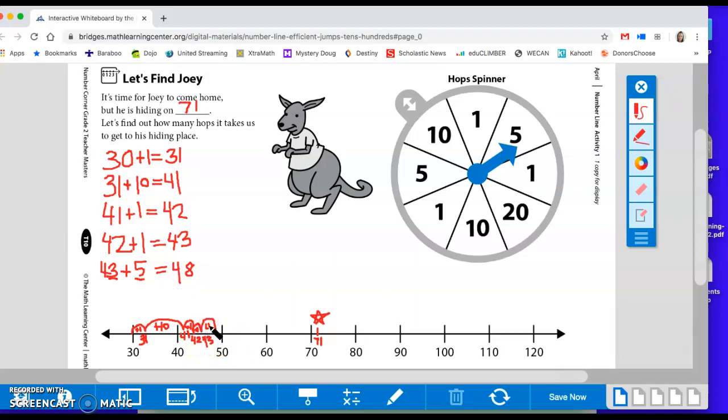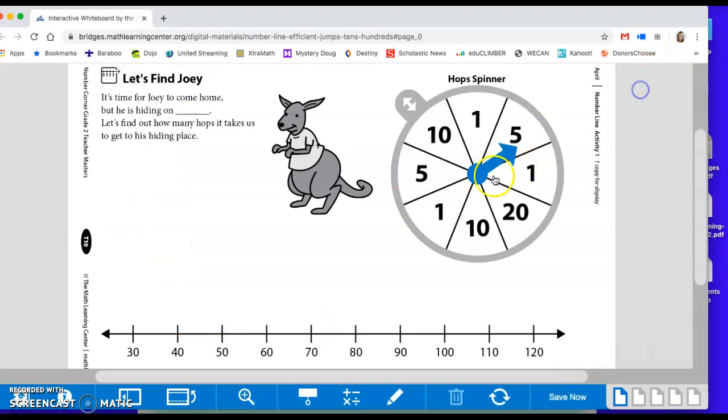We're coming for you, Joey. Oh, I should do plus 5 there. I'm afraid if I erase, I'll erase everything. Let's try it. Okay. So plus 5 should go in my rainbow for hops. And I'm at 48. All right, let's keep spinning.